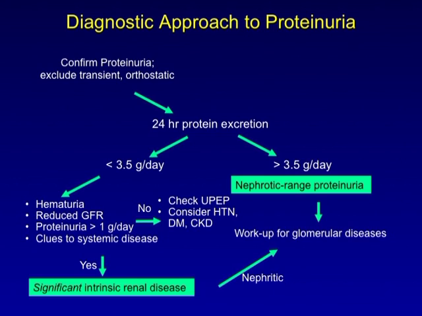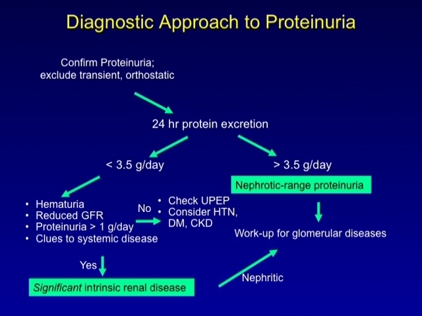In nephrotic-range proteinuria, you're going to think about those glomerular diseases that we talked about, some of which may overlap with a nephritic picture, some of which are predominantly nephrotic causing, such as FSGS, minimal change disease, and membranous. If the proteinuria is less than 3.5 grams, you really want to know what's in that urine.